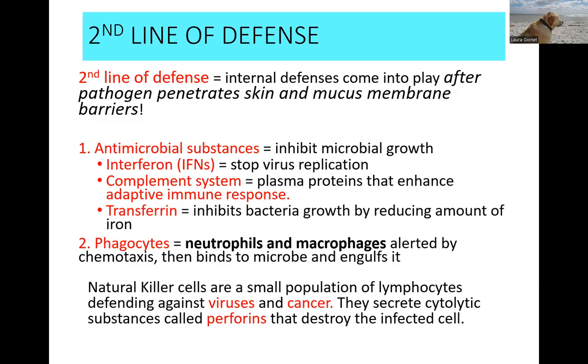So on the surface of our body, we have a lot of physical and chemical defenses to keep something from getting inside. Your second line of defense are some of the reactions once that organism has actually gotten into your body. So the second line of defense are your internal defenses that come into play after the pathogen penetrates the skin and the mucous membrane barriers. It includes antimicrobial substances and those phagocytes. Now, these are still non-specific. The only things that are going to be specific are T lymphocytes and B lymphocytes.